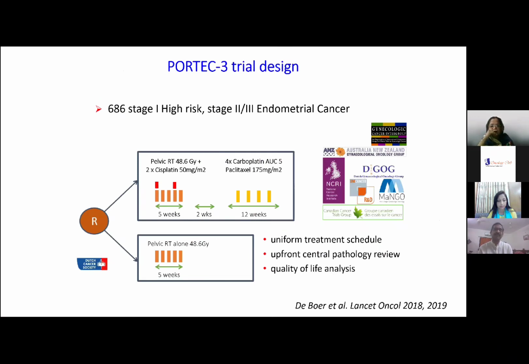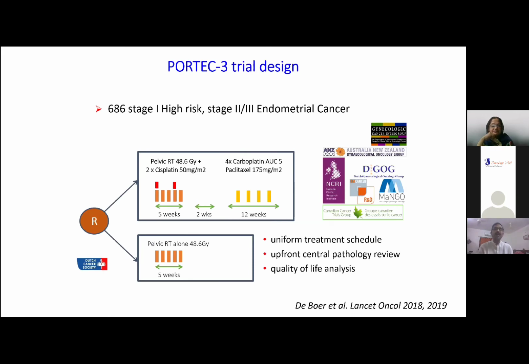What I wanted to emphasize here is that I've shown the trial design to highlight what concomitant chemotherapy schedule was given in PORTEC-3, which can be implemented in clinical practice. For example, 700 odd patients were randomized to pelvic chemoradiation with 2 cycles of cisplatin 50 milligram per meter square 3 weekly during radiation, followed by 4 cycles of paclitaxel and carboplatin, and was compared with pelvic radiation alone.